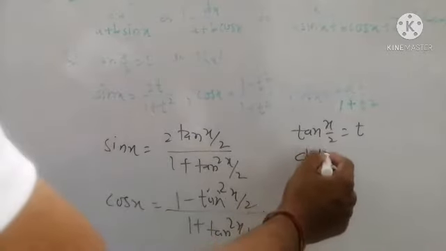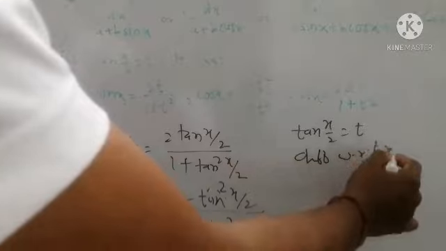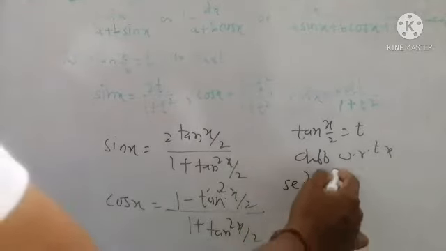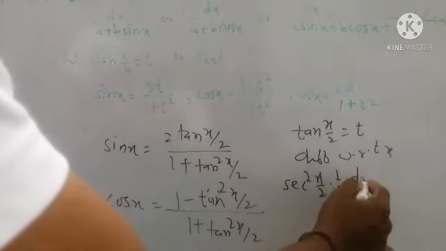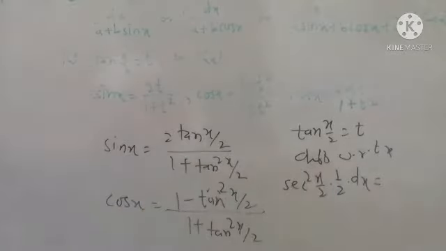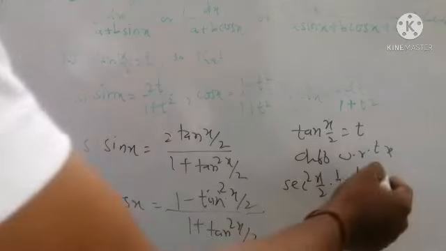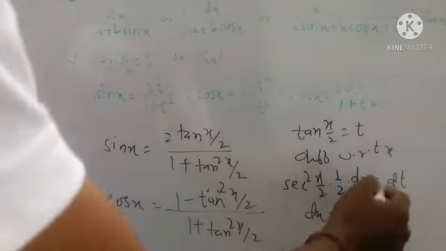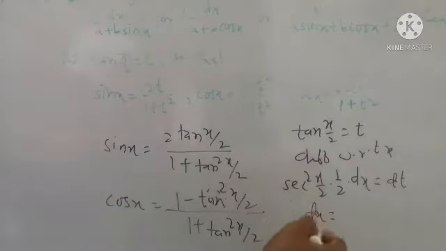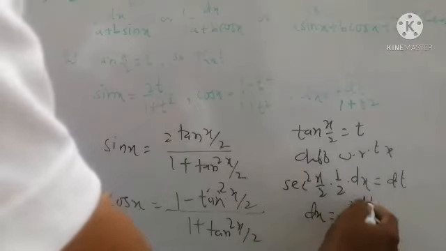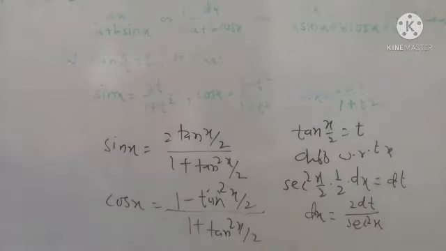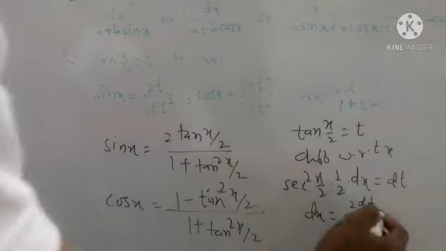Okay, and dx, actually by using the derivative of the substitution tan x by 2 equal to t, we differentiate with respect to x, and the derivative of tan is always sec square, as the coefficient of x is 1 by 2, so the derivative of tan x by 2 is sec square x by 2 into 1 by 2 into dx, and the derivative of t is dt. Now we can separate dx: the 2 on the right hand side goes into the numerator, so 2 dt, and the sec square x by 2 goes into the denominator.